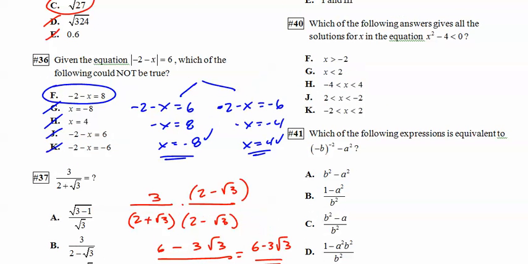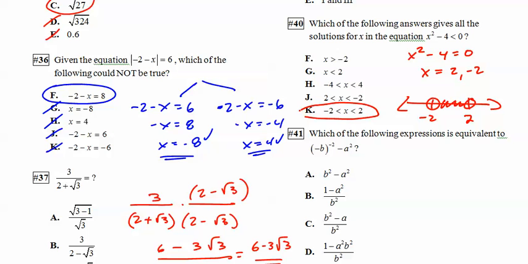Which of the following gives all the solutions for x in the equation? Write it as a equals 0. Solve it. X equals 2 and -2. Number line it. -2, 2, open dot. Check. Does 0 work? Is -4 less than 0? Yes. -3, nope. And 3, nope. So our answer is negative 2 is less than x is less than 2.